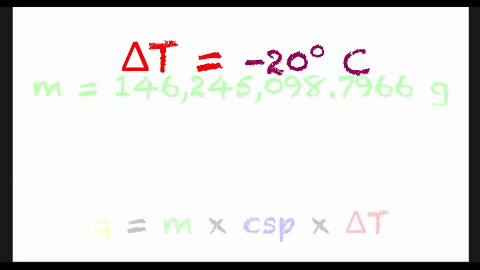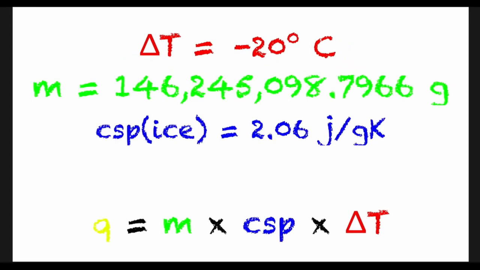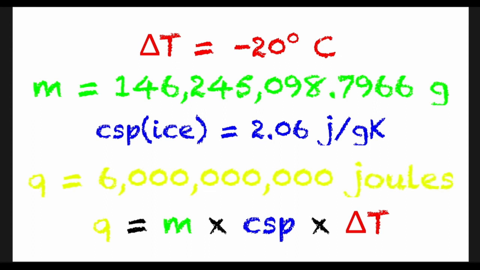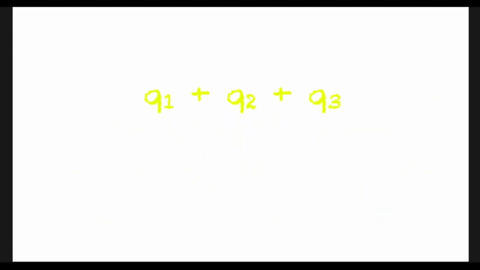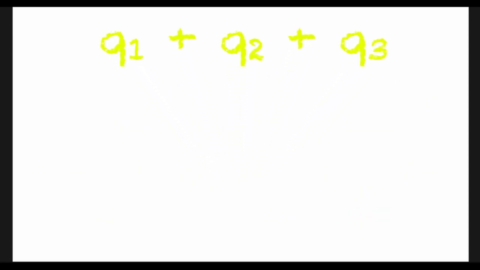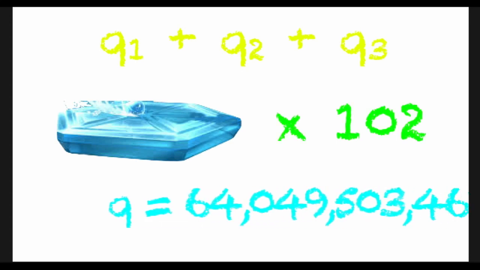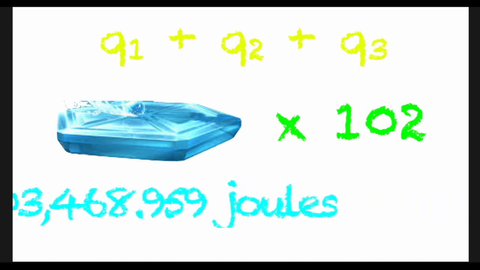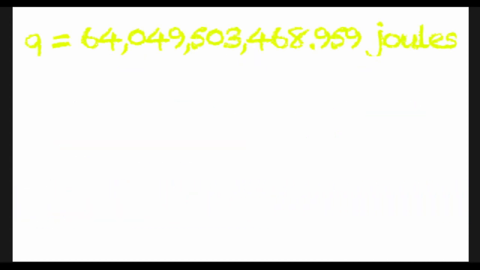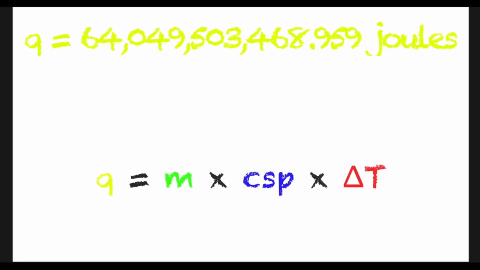Mass stays the same, but the specific heat of ice is 2.06, which is very different from water. It also means that ice's temperature is a lot easier to change than water's temperature. Multiplying all these gives us about 6 billion joules. Once we add all three of our answers, we will have the amount of joules it takes for Mario to freeze 102 huge icy hexagons, which is 64,049,503,468.959 joules. Now all we need to do is take this amount of joules and plug it into Mario's equation.